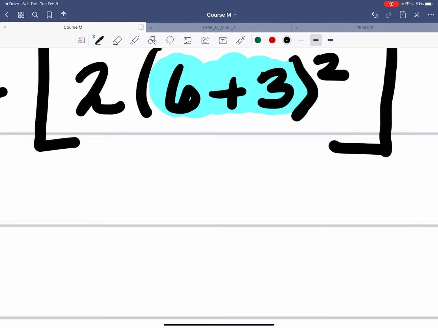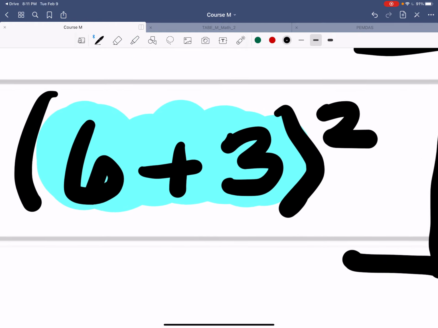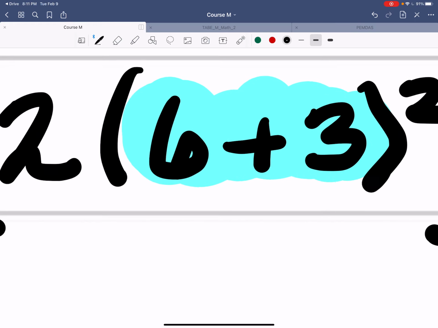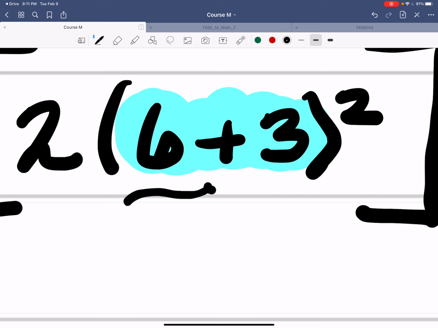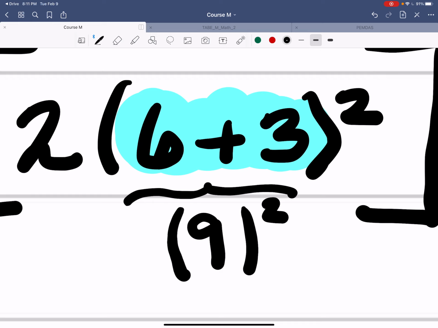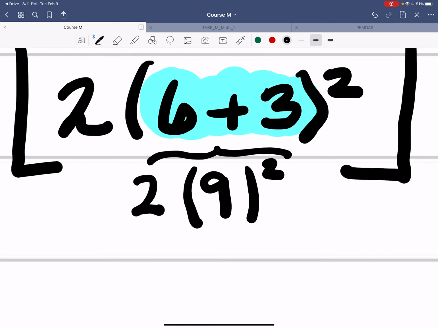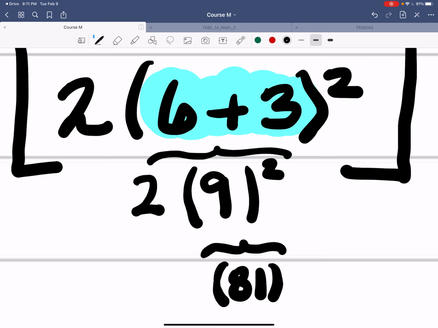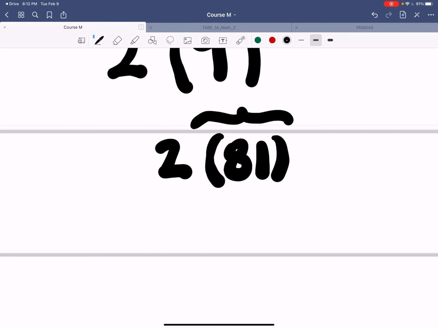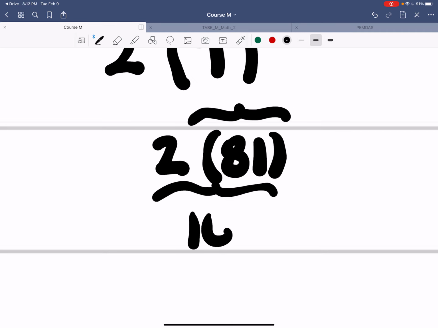Let's zoom in just on this part. Well, I can't cover the little 2 up. I can't zoom that much, but 6 plus 3 is 9, and you copy. Now I have 2 times 9, or 9 to the second power. Which would come first? 9 to the second power. Exponents before multiplying. So 9 nines are 81. And 81 times 2 is 162.